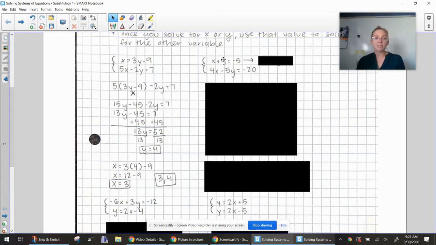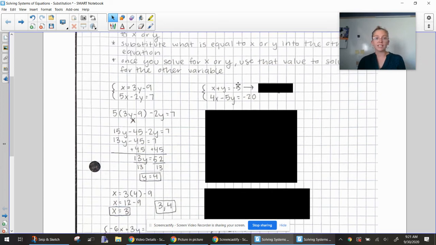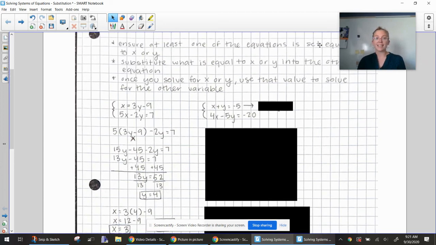Next up, we have x plus y equals negative 5 and 4x minus 5y equals negative 20. Well, neither of these are set equal to x or y, so we're going to actually solve this first equation. We're solving it for x, and we're going to do that by subtracting y from both sides of the equal sign. We could also solve it for y. Either way would work. It just changes your math a little bit, but you'll get the exact same result.